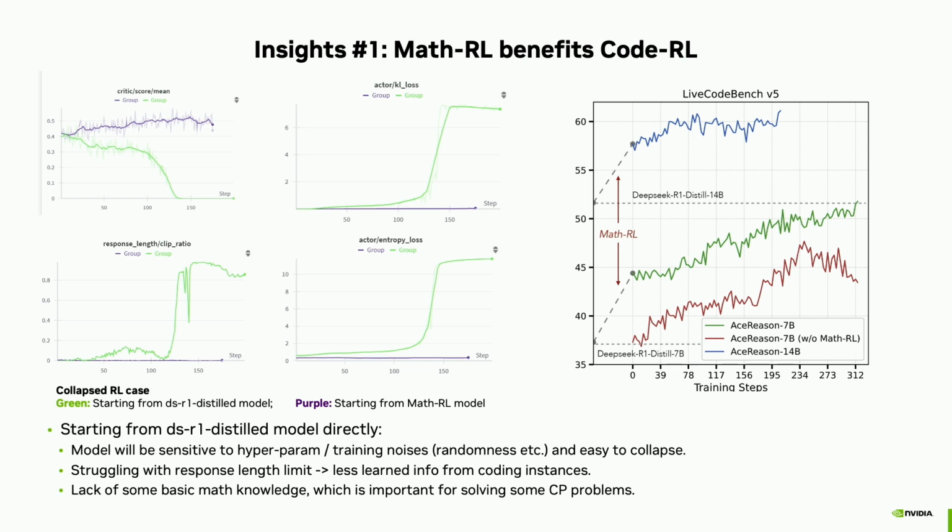If we check the red figure, the red curve means we start from the DeepSeek R1 distilled model, and the green curve refers to starting from the math IL warm-up. The best score achieved by the red curve is obviously worse than the green curve.